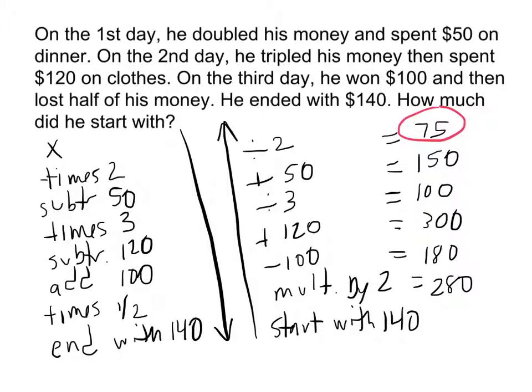Let's check that. 75 doubled is 150 minus 50 gives us 100, times 3 is 300, subtract 120 gives us 180. Add 100 to that is 280, half of 280 is 140. That is our final answer. It works. So there you go. Working backwards is a powerful problem-solving strategy we can use in math. Good luck with that.